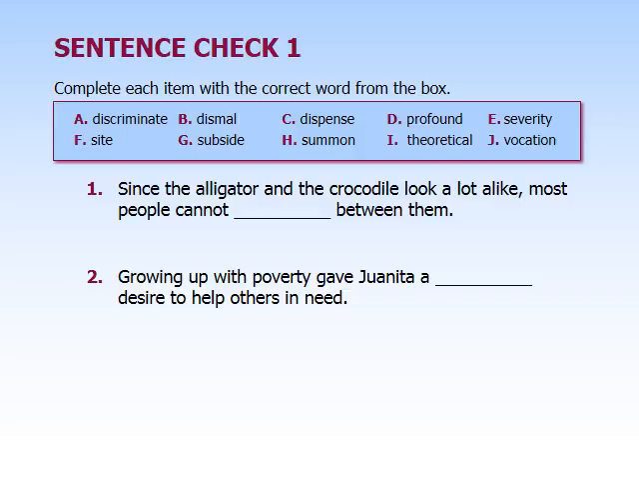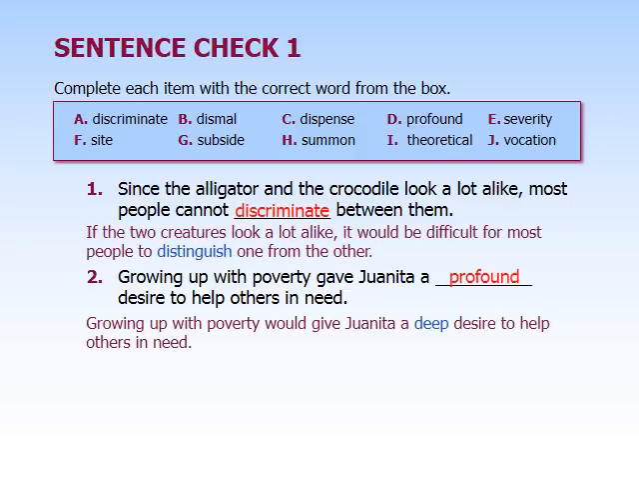Growing up with poverty gave Juanita a blank desire to help others in need. So if you grew up without a lot, are you going to feel a strong desire to help people or a weak desire to help people? So the first one is discriminate. They can't tell the difference between the two, alligator and crocodile. And the second one, she has a deep desire, right, to help them.